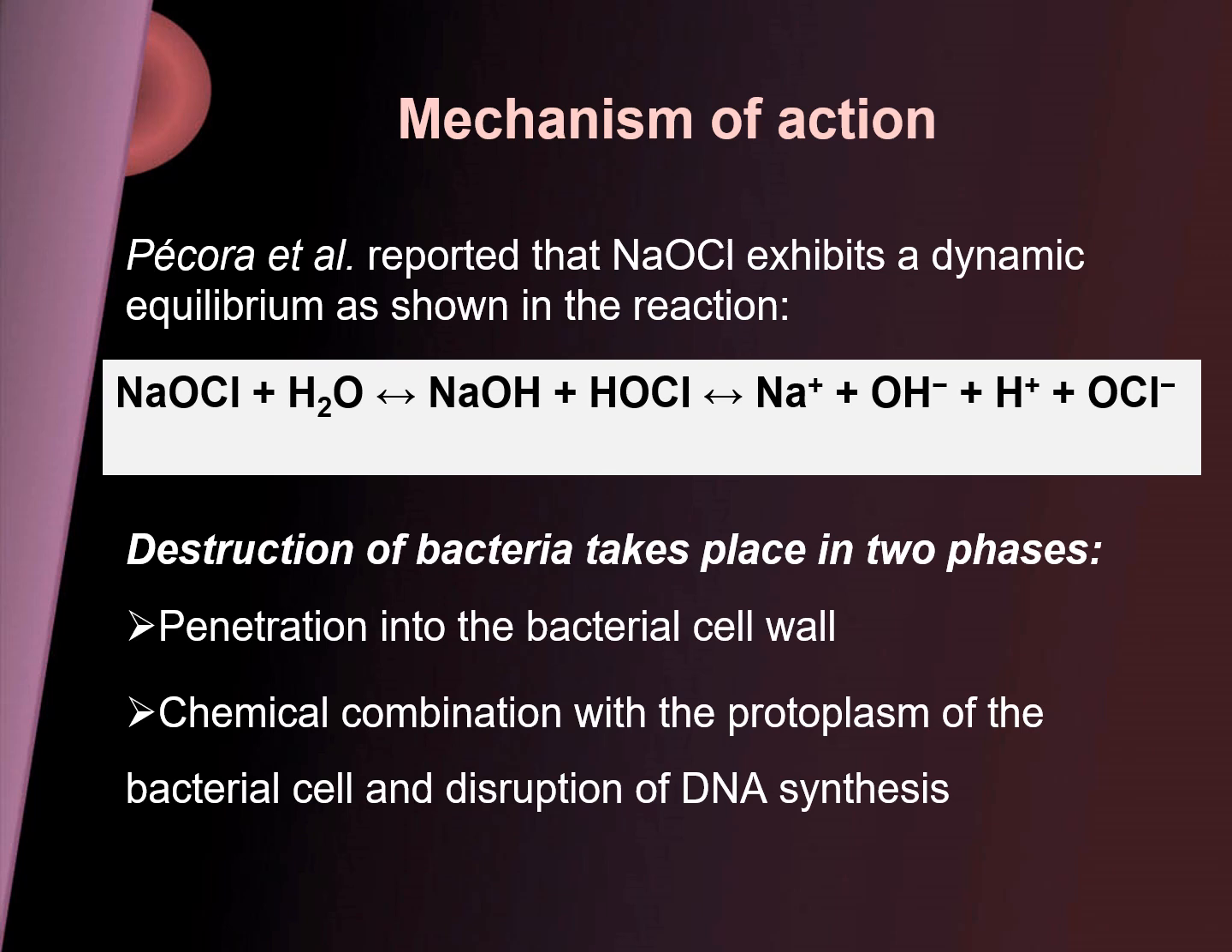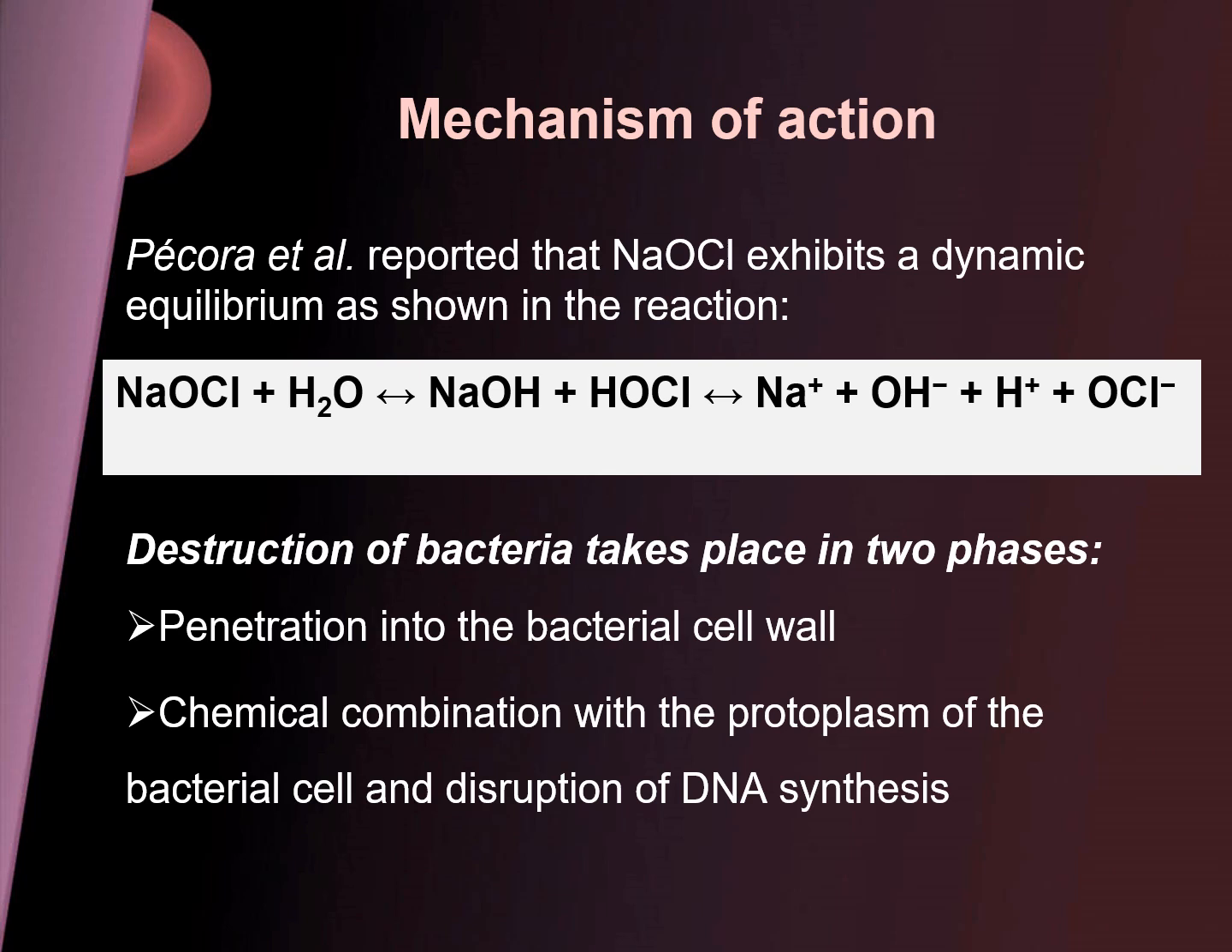Coming to the mechanism of action of sodium hypochlorite, Pecora et al. reported that sodium hypochlorite exhibits a dynamic equilibrium, as shown in the reaction. Sodium hypochlorite reacts with water to form sodium hydroxide and hypochlorous acid, which further splits into sodium ion, hydroxyl ion, hydrogen ion, and hypochlorite ion. At body temperature, the reactive chlorine exists in two forms, that is hypochlorous acid and hypochlorite ion, depending on the pH of the solution. Above a pH of 7.6, it is mainly the hypochlorite ion, and below that pH, it is the hypochlorous acid that is prevalent. These two forms of reactive chlorine are responsible for the antimicrobial action.